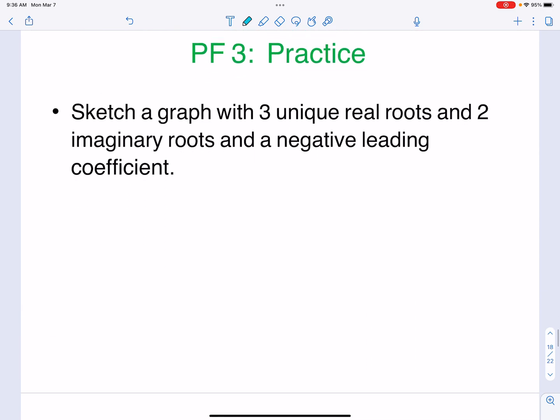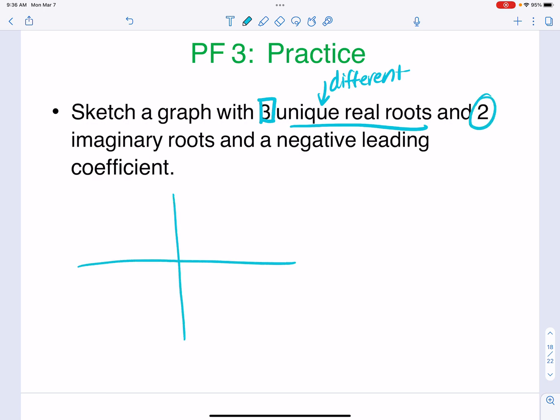Okay, and I'm not going to do a bunch of practices of this. This one you do need to read and take a look at. There's a couple of these questions in your homework and in the textbook. So sketch a graph with 3 unique real roots. Unique means they're different. And 2 imaginary. So I need to see the imaginary. So I'm saying 3 unique real roots.